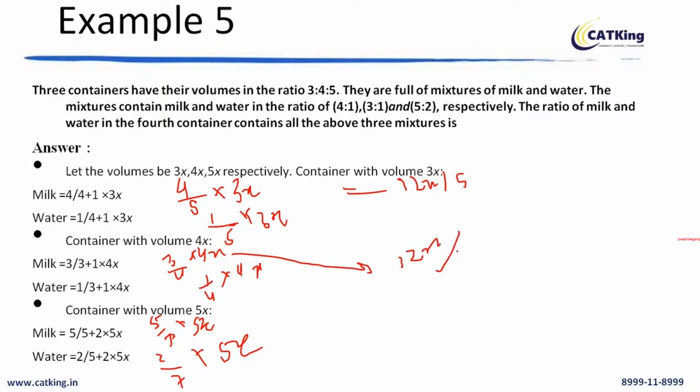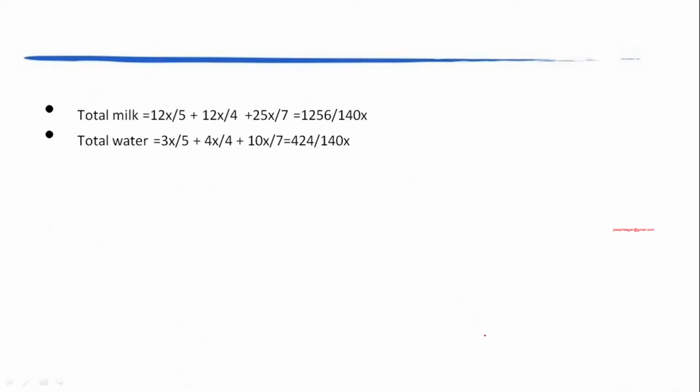You can divide 4x and 4, but calculation will become more complicated there. Your water is 5 by 7 into 25x, so that becomes 25x by 7. So similarly, water will also become respectively 3x by 5, 4x by 4, 10x by 7, which is 424 upon 140x, and the milk is 1256 upon 140x.